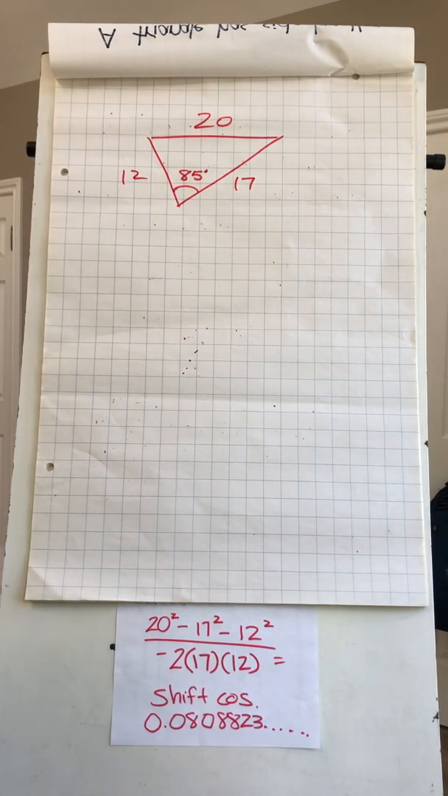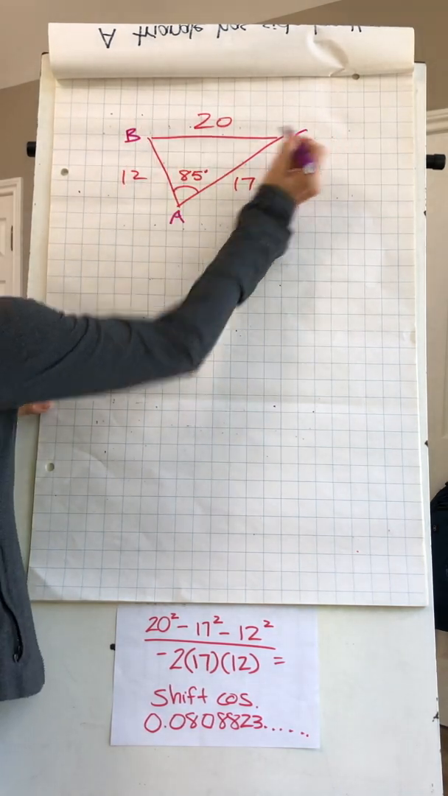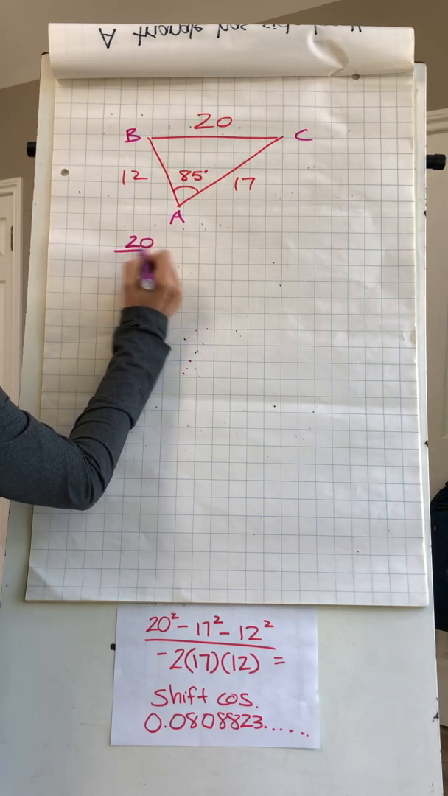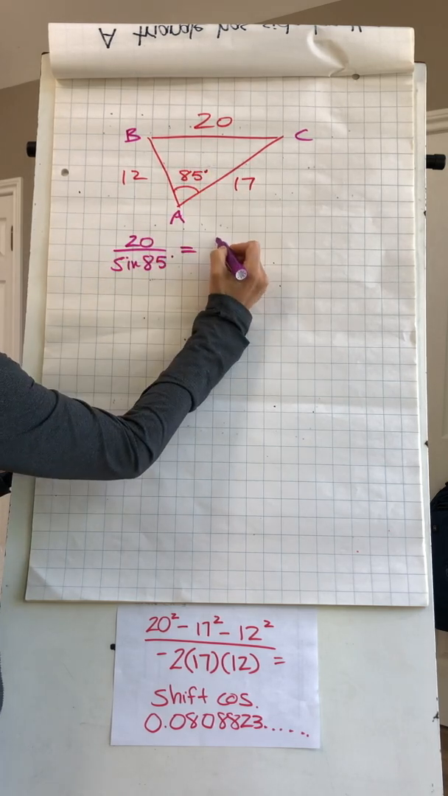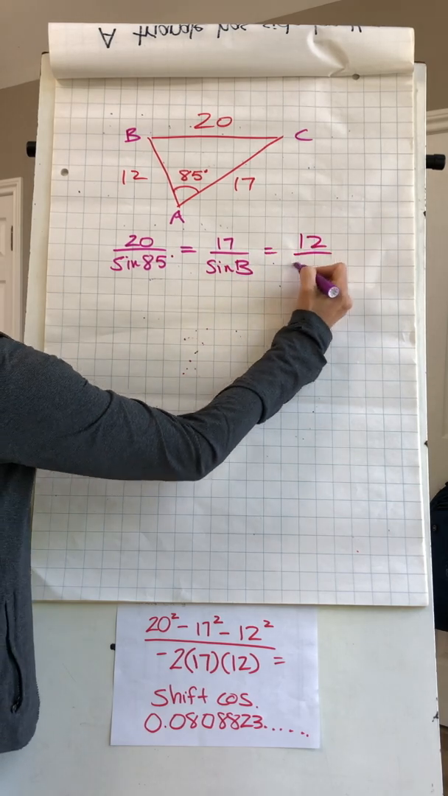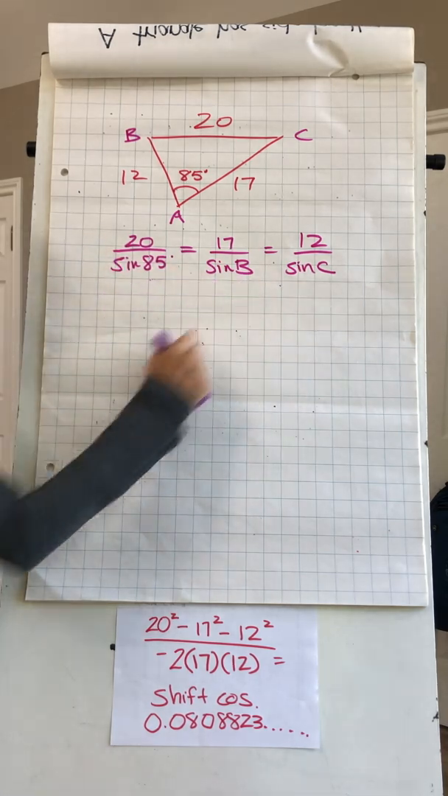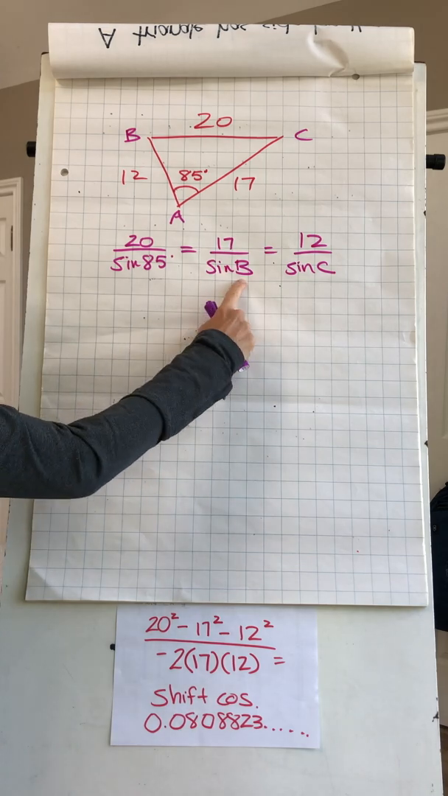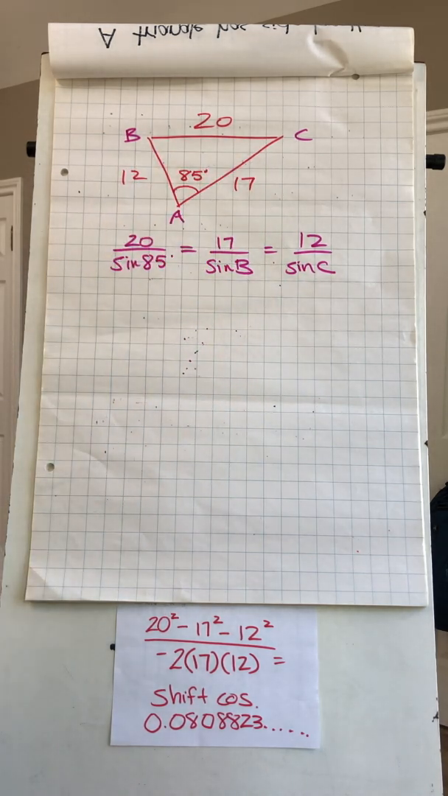Now you are going to set up the sine law. And again, it was A, B, C. So basically, I'm going to say 20 over the sine of 85 degrees is going to equal 17 over the sine of B equals 12 over the sine of C. And you're going to basically use your sine law to find the missing angles. Or, and I like to just do it all with the sine law, you could find the angle B or C, and then you could just subtract from 180 to find the difference.